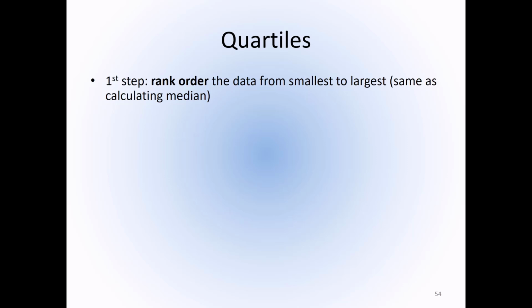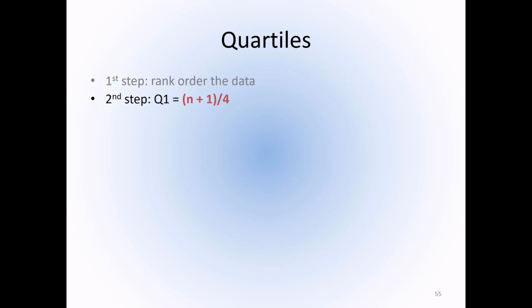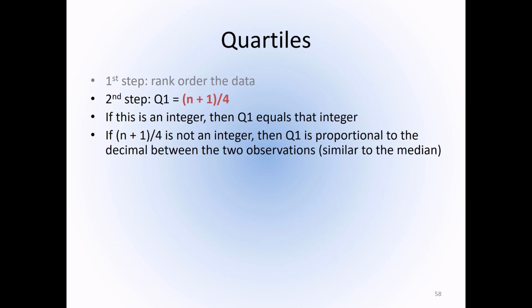So let's talk about how we quantify these quartiles and use them. The first step is going to be to rank order the data, same as the median, something that we're familiar with. The second is going to be to use this particular formula. It's quite similar to the formula for the median, except our denominator is 4 instead of 2 in this particular case. Now, similar to the median, if this value happens to be an integer, then our quartile 1 is going to equal the value for that particular integer. If it happens to not be an integer, if there's a decimal place, then we need to take into account the difference between the two values that this data point falls within, similar to the median.